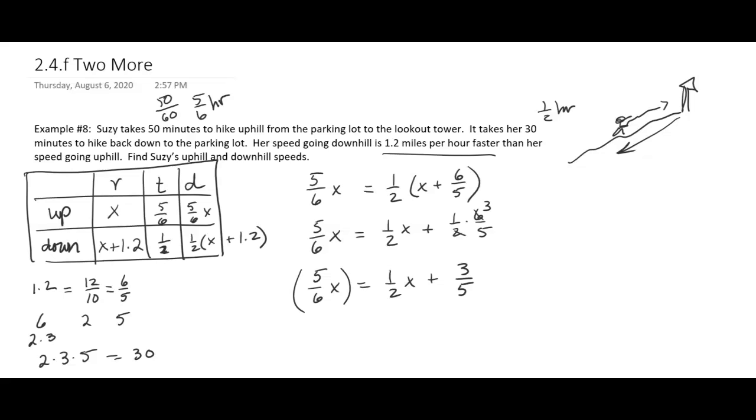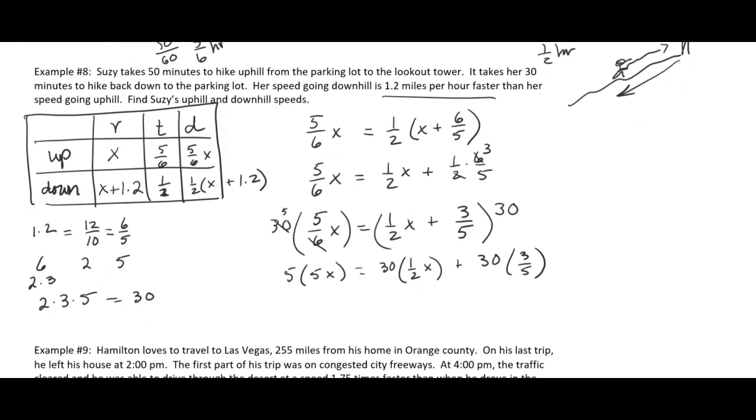So I'm going to multiply by 30 on this side, and I'm going to multiply by 30 on this side. So I'm going to have 6 goes into 30 5 times, 5x. Put a little 5 there. And then over here I'll have to distribute. So it's going to be 30 times 1/2 x plus 30 times 3/5. Oh, I'm going to really run out of room.